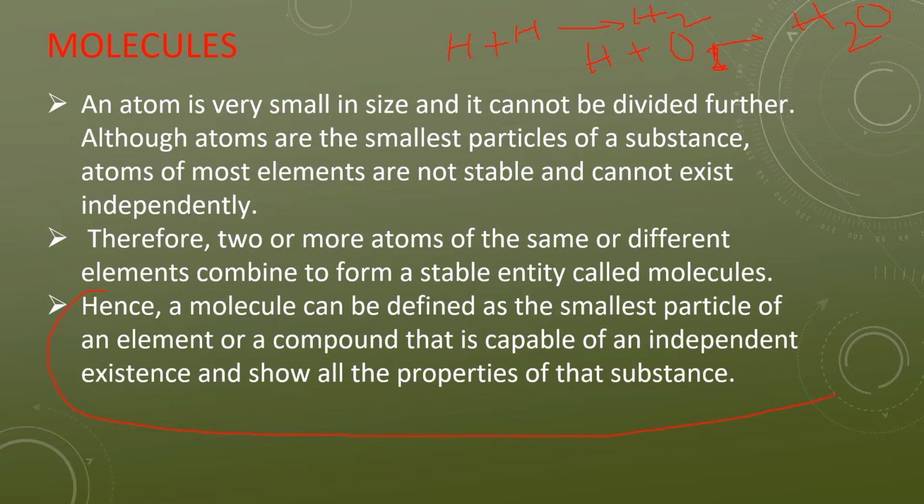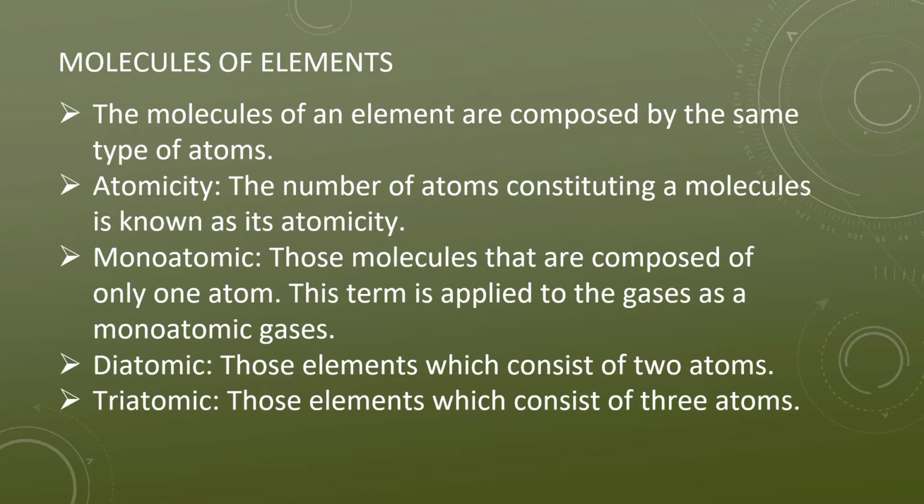A molecule is a combination of two or more smallest particles of elements that are capable of existence, and their chemical properties are the same. That is, it has all the properties of the substance, and it is called a molecule.